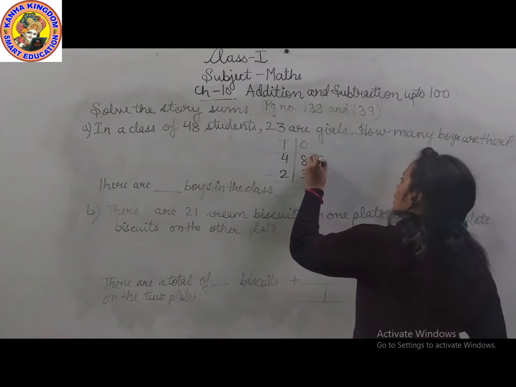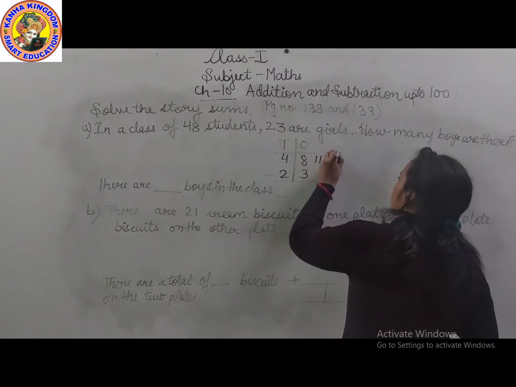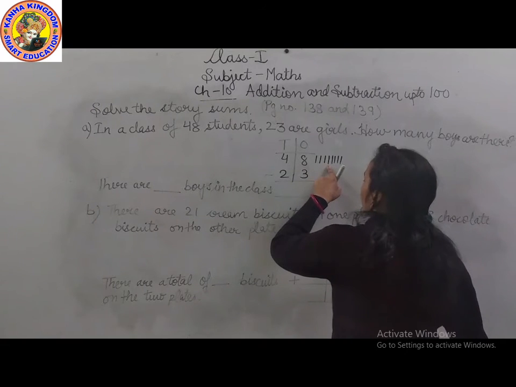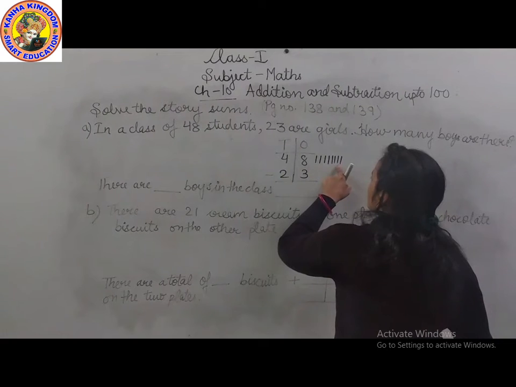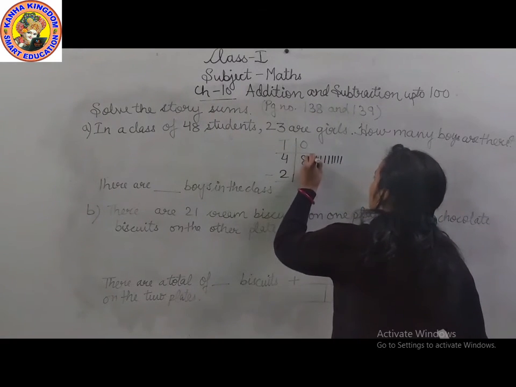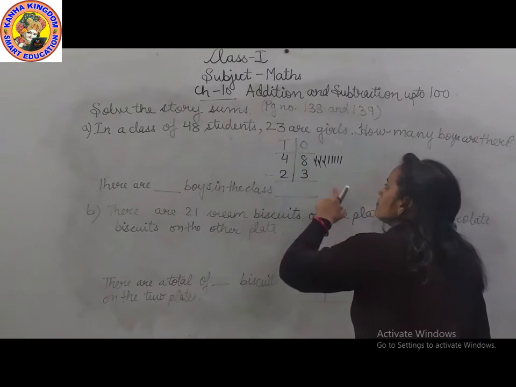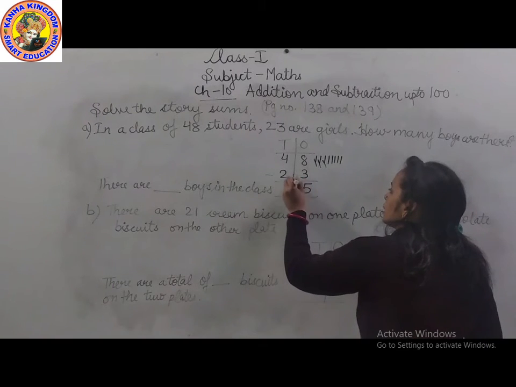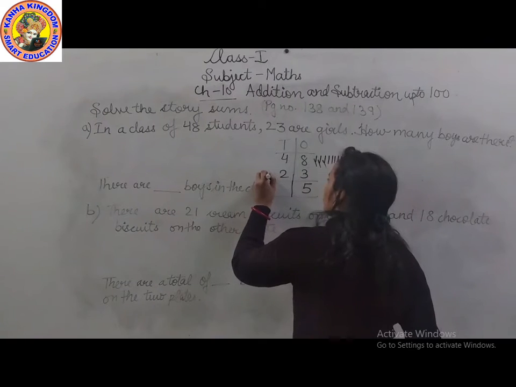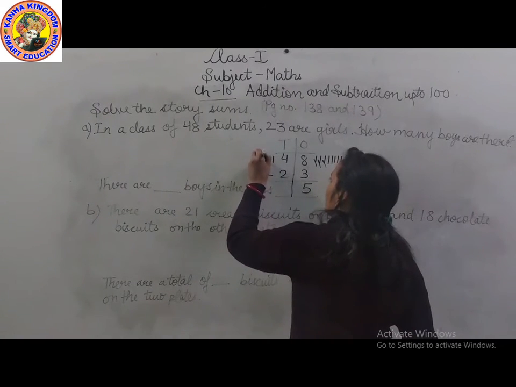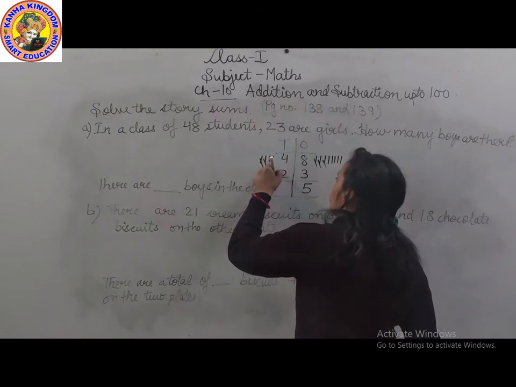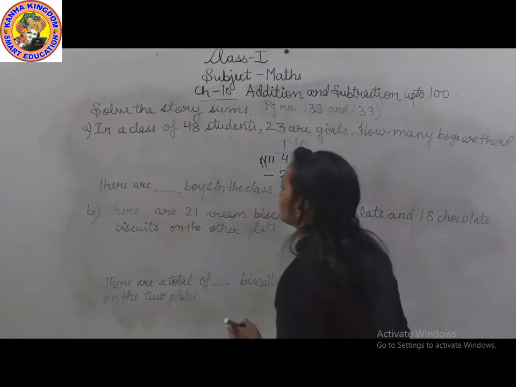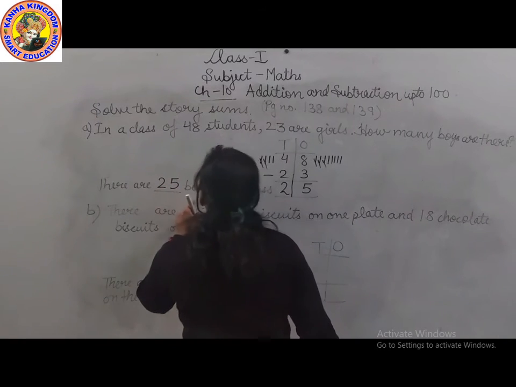So 48 minus 23. 8 minus 3 is 5. Now 4 minus 2 is 2. So 48 minus 23 equals 25. So there are 25 boys in the class.